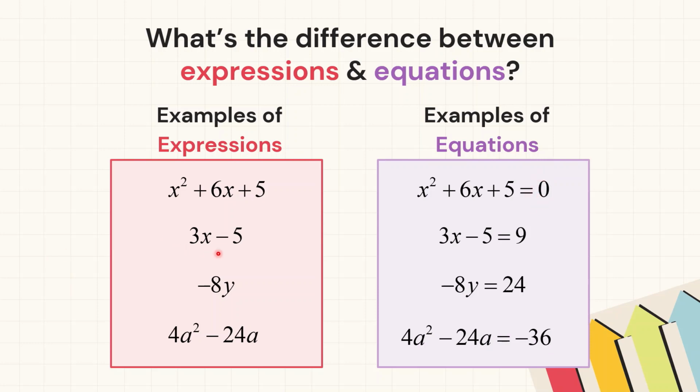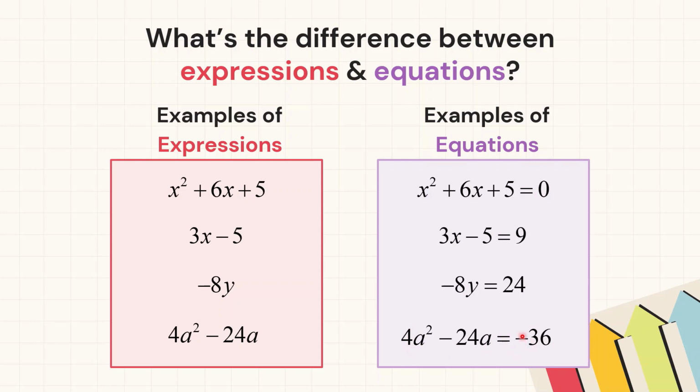Then, 3x minus 5 is actually an expression, and in this case, an example of an equation is that we equate it to 9. Then, an expression of negative 8y, if I were to make it into an equation, I could perhaps make it equals to 24. It really depends on the question itself, but this is an example of an equation. Then we also have 4a squared minus 24a as an expression, and if we were to equate it to negative 36, that actually becomes an equation.